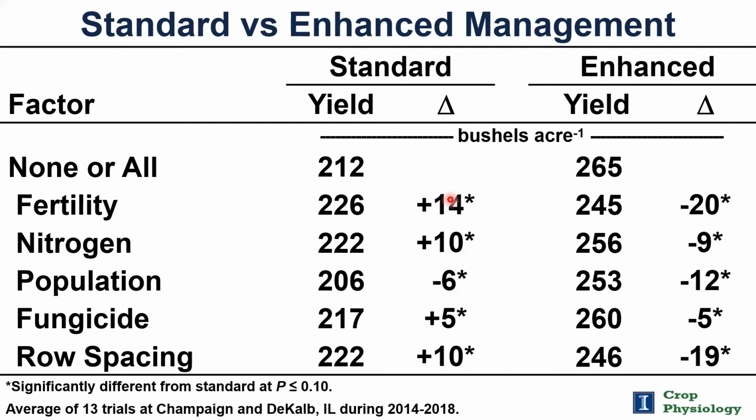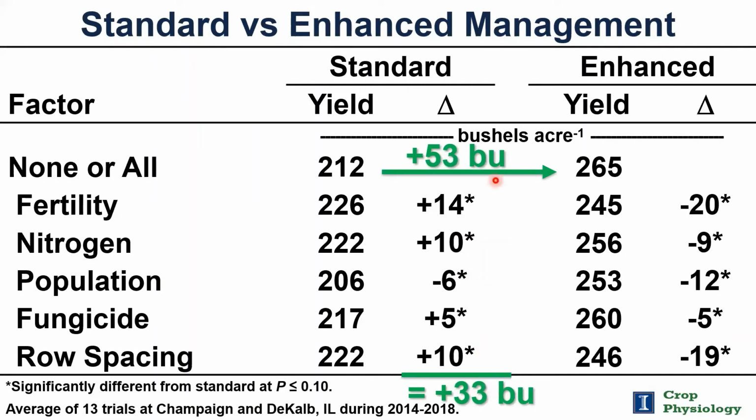So, if we look at the individual sum of these factors, fertility, nitrogen, population, fungicide, row spacing, in the standard system, the sum of those is 33 bushels. We're still 20 bushels shy of what that value was when we combine them together in an enhanced management system. So again, it's a synergistic approach. It's a systems approach.